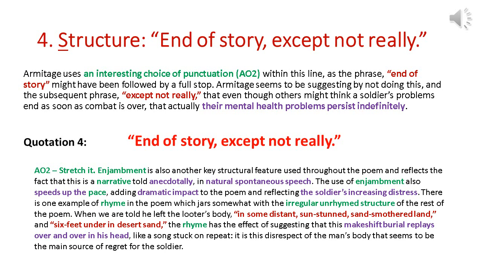Another feature structurally of the poem is the use of enjambment, which reinforces the idea that this poem is narrative. It's a story being told anecdotally, so it's natural, spontaneous speech. The use of enjambment also speeds up the pace of the poem and gives it dramatic impact. It reflects the soldier's increasing distress when he's telling us about these events. There's only one example of rhyme in the poem. The rest of the poem is irregular and unrhymed in its structure.